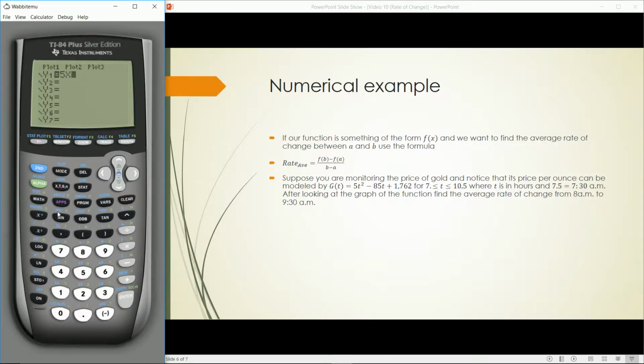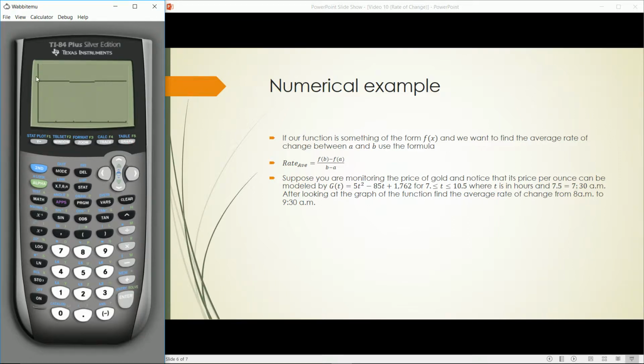We want 5x squared minus 85x plus 1,762. Enter. Now let's make sure our window's good. This is from 7 to 10.5, so let's start at 6 and go to 11. Now, I don't know how to go from here. We're adding 1,762, so we probably won't go below 0. For the max, let's try 2,000.